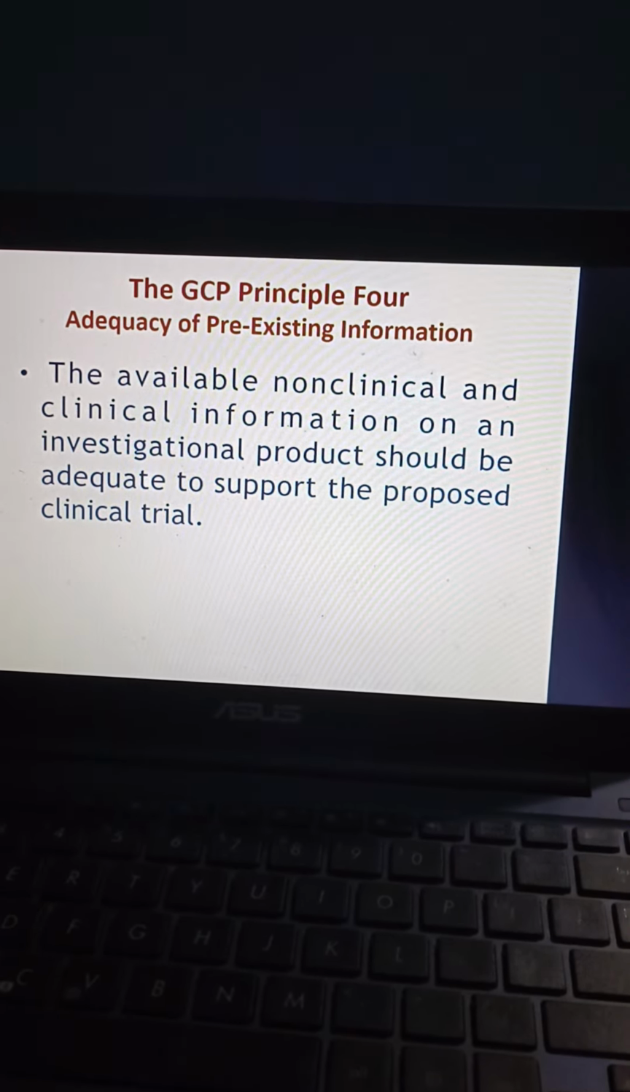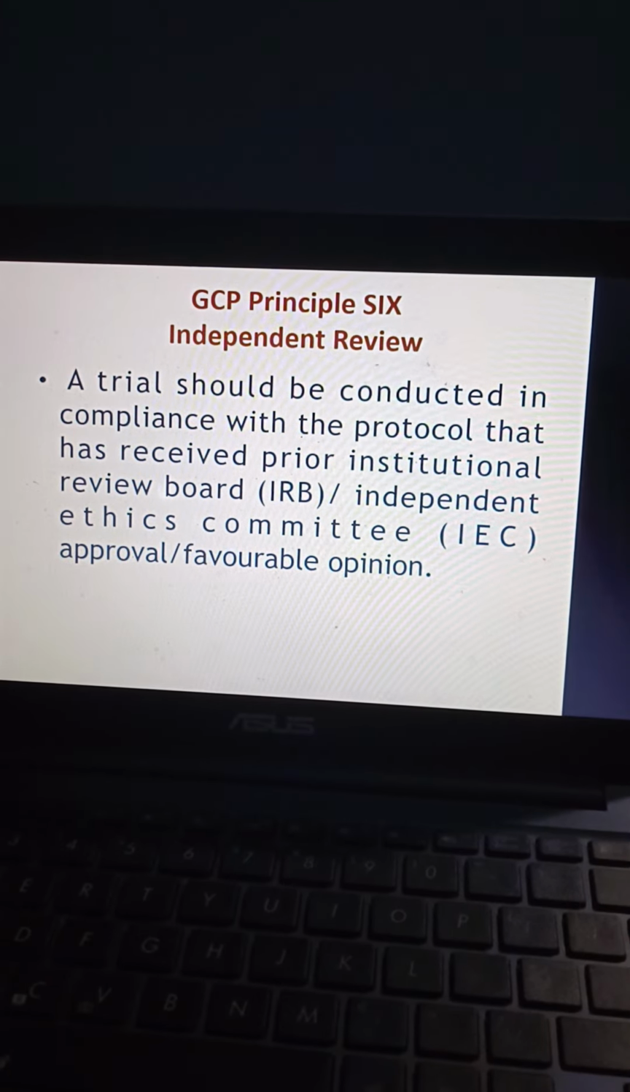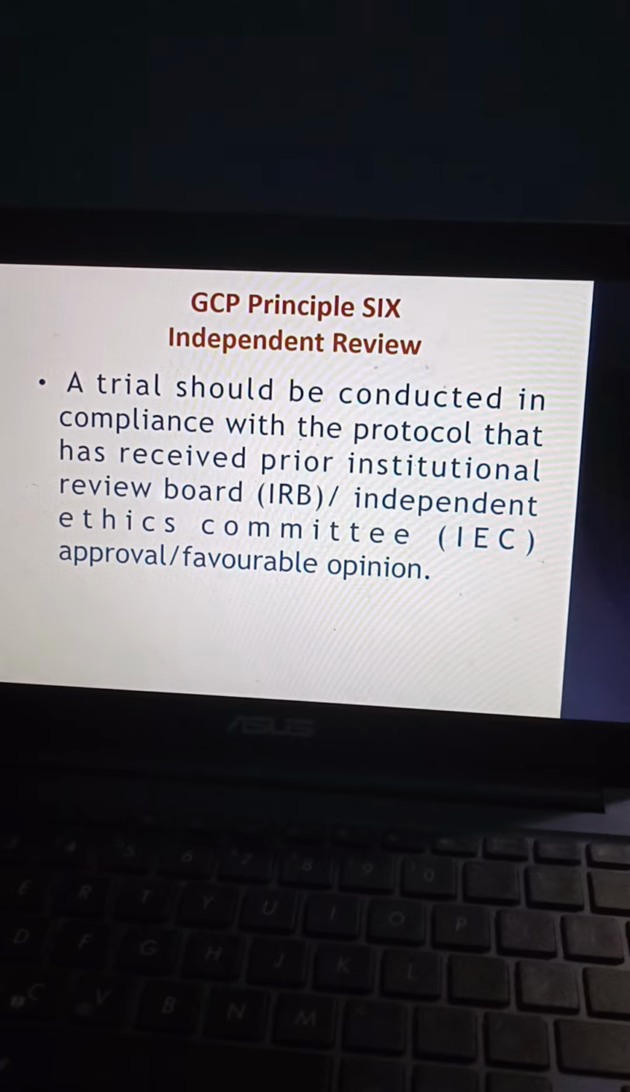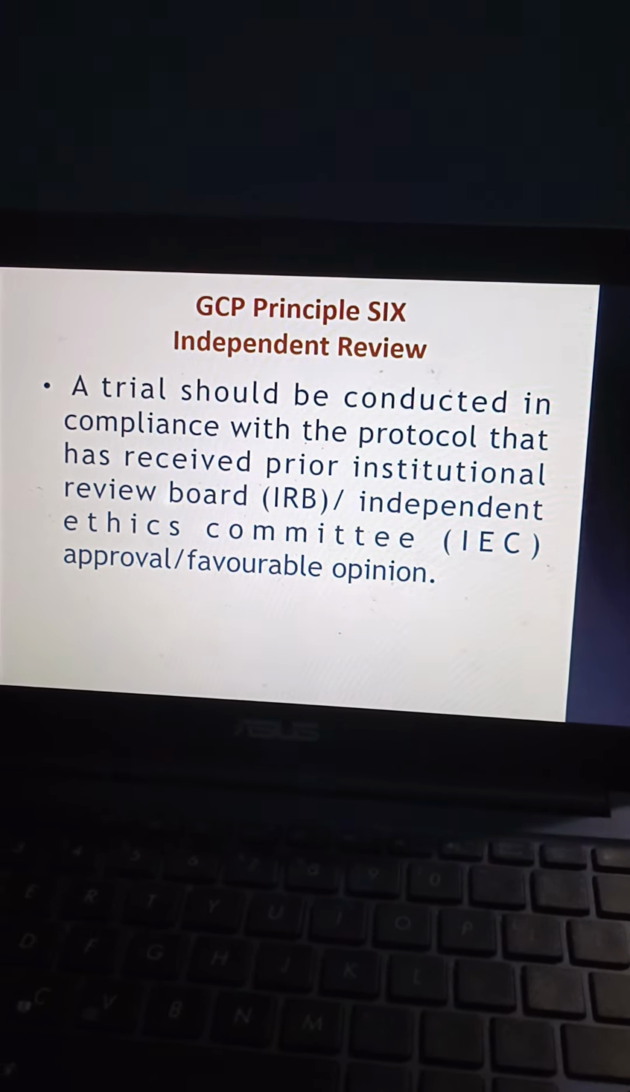Then GCP principle 5, scientific validity. Clinical trials should be scientifically sound and described in a clear, detailed protocol. Then GCP principle 6, independent review. A trial should be conducted in compliance with the protocol that has received prior institutional review board (IRB) / independent ethics committee (IEC) approval / favorable opinion.